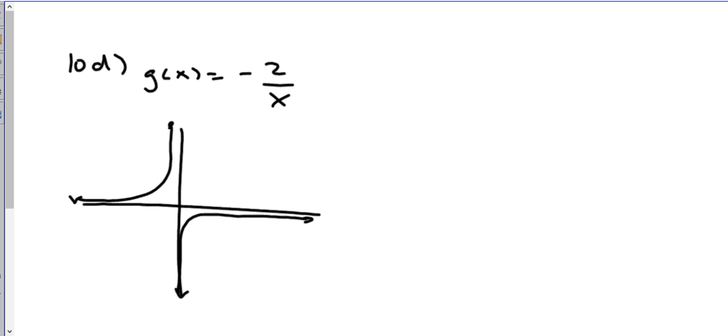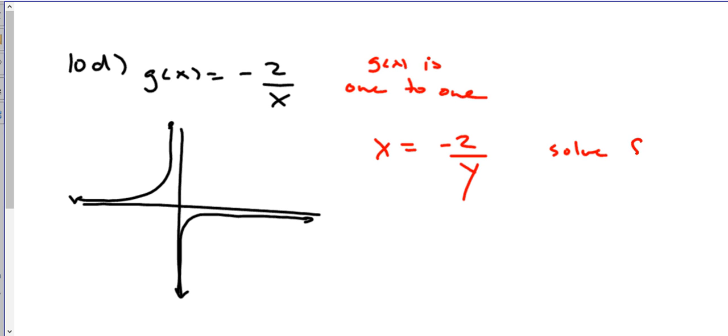Now, does it pass the vertical line test and horizontal line test? So this is 1 to 1. G of x is 1 to 1. That's the horizontal and vertical line test. So we can find the inverse by switching our x and y values from our original equation. And now we solve for y.